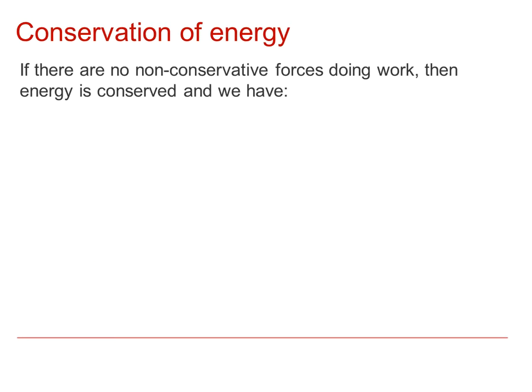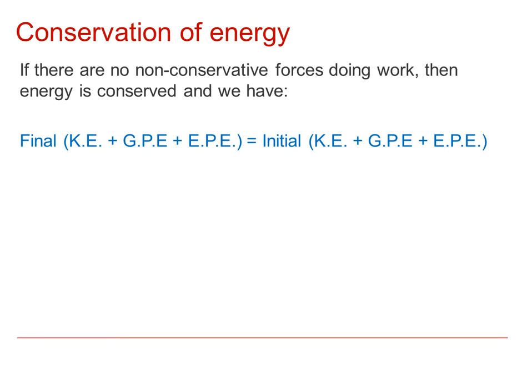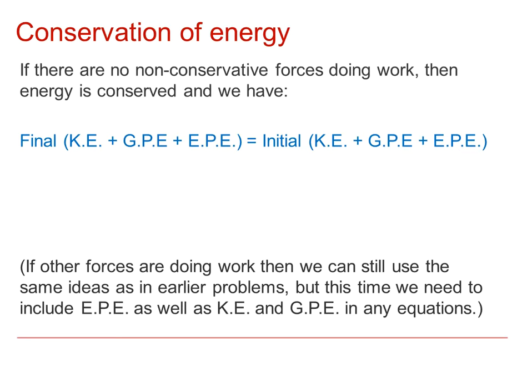In a situation where there are no what we call non-conservative forces doing any work, then we can say that the total energy is conserved, so that the final energy, this includes kinetic energy and potential energy in the form of gravitational and elastic, must be equal to the initial energy: kinetic, gravitational and elastic. If there are forces doing work, then we can still use this, but we need to include these energies in any equations.